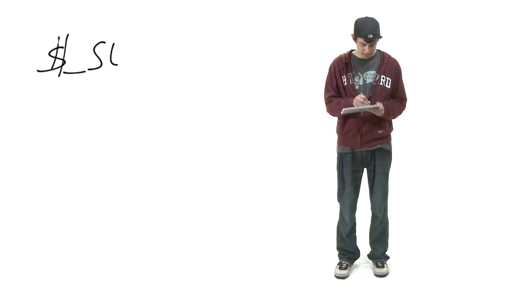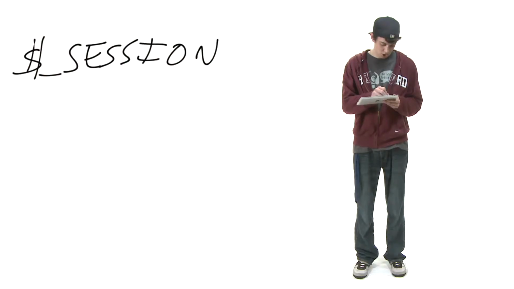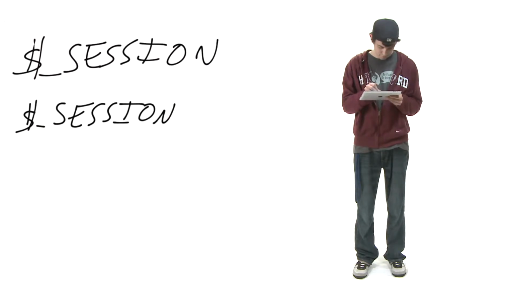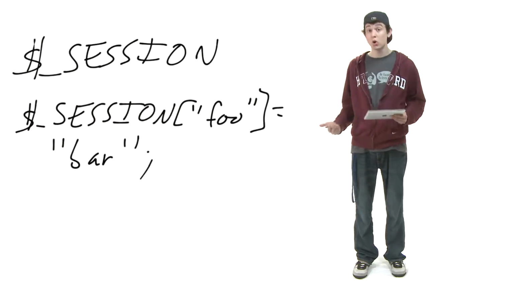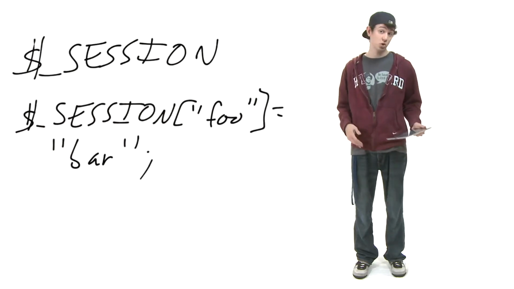Storing information in this session is easy, and we do so via the $_SESSION variable. $_SESSION, just like $_GET and $_POST, is an associative array consisting of key value pairs. So we can use syntax like $_SESSION["foo"] = "bar" to store the value bar in the key foo.